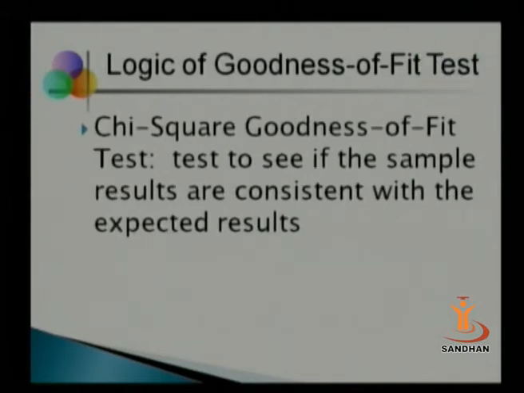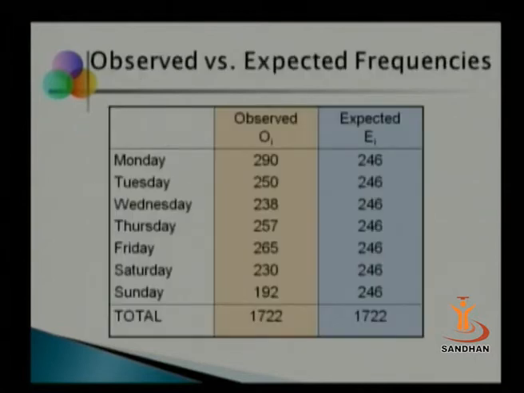This chi-square test of goodness of fit is used to see if the sample results are consistent with the expected. That means we have the observed data, we calculate the expected frequencies as per the uniform distribution, and then we compare the difference. That means, is there any significant difference between the observed frequencies and expected frequencies? That can be tested by this.